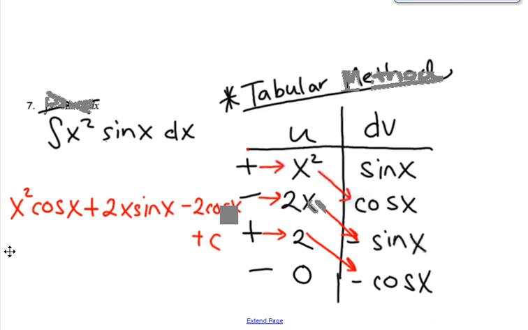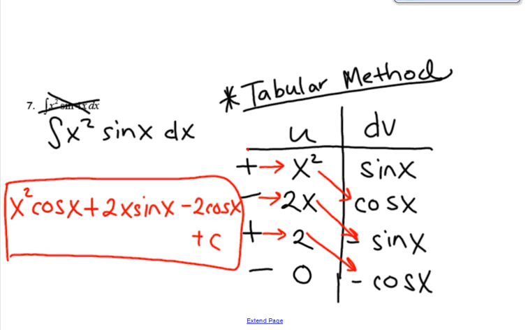Now, you can only use the tabular method if you have a portion that is going to go down to 0. That's the reason why you have to learn the ultraviolet minus super voodoo. So a derivative that's going to go down to 0 is typically going to be a polynomial, like x squared is perfect for that. And then the other part, like sine of x, you have to be able to take the integral of that multiple times. So typically you can use the tabular method with a polynomial like x squared times sine, cosine, or e to the x. Okay, so that's integration by parts as well as the tabular method.